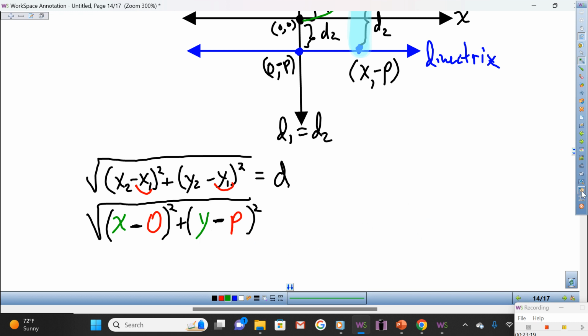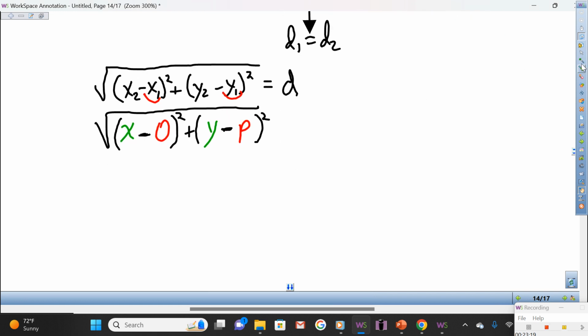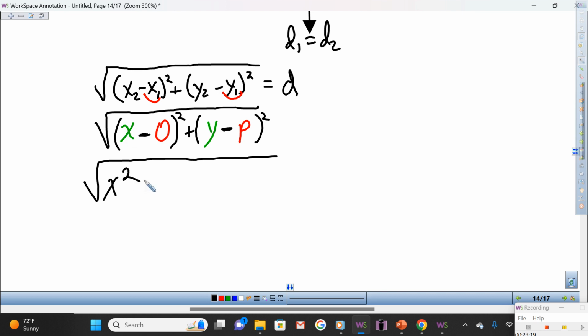So, with that said, I'm going to continue right here. Y'all ready? Here it goes. So, the 0 is always going to be 0, so that leaves us with what? X squared. Plus, I still need to multiply this one out. Is that correct? So, y minus p times y minus p.